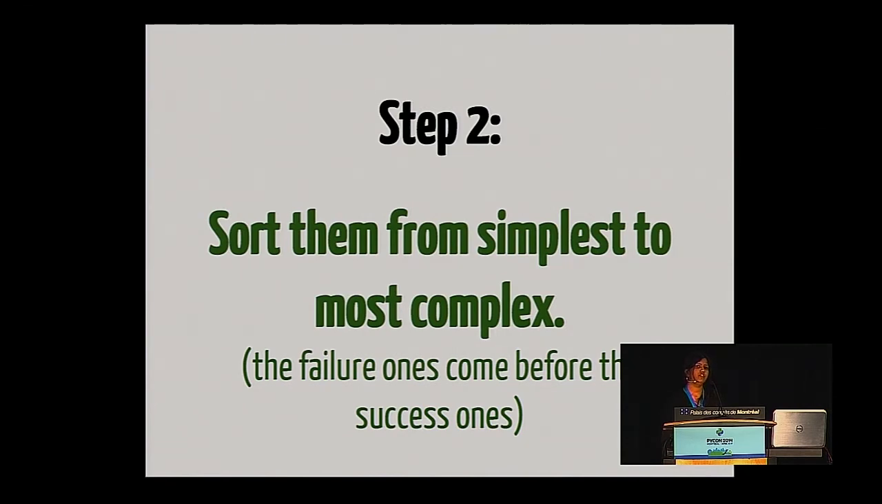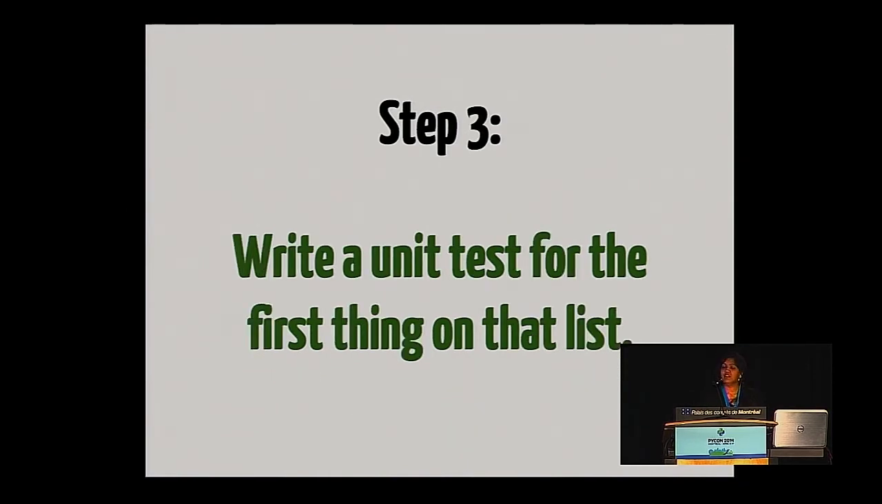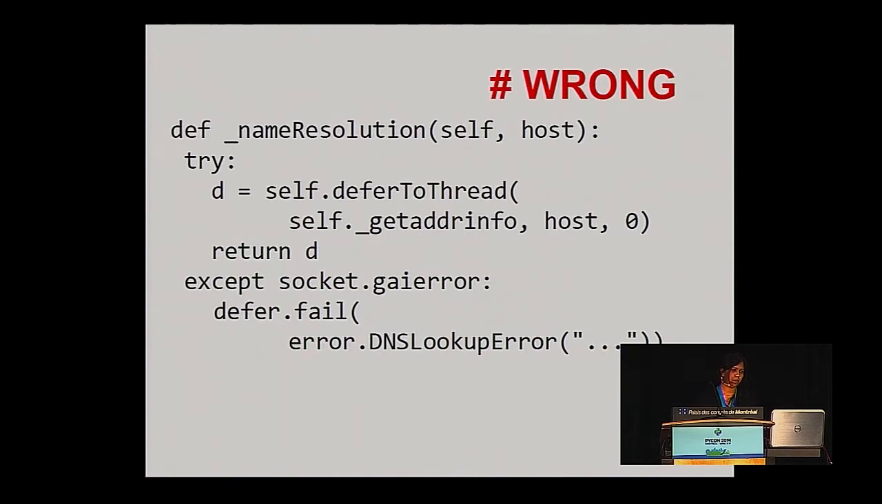So if you first finish implementing the simple parts of the endpoint, then the complicated parts don't seem so complicated after all. So that was the second step. Now the third one was to write a unit test for the first thing in that list, which made sense because I already talked about test-driven development.